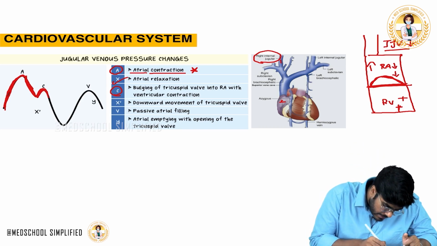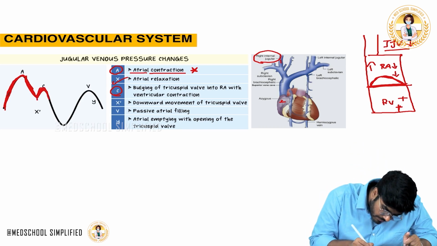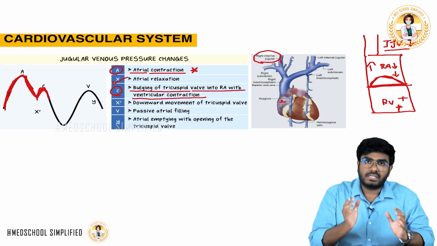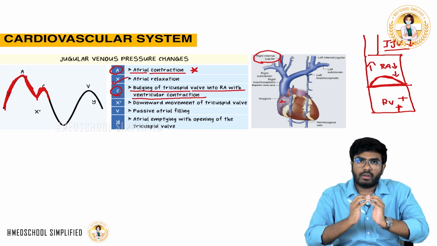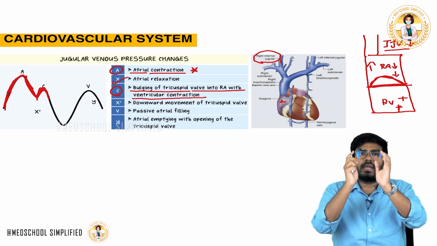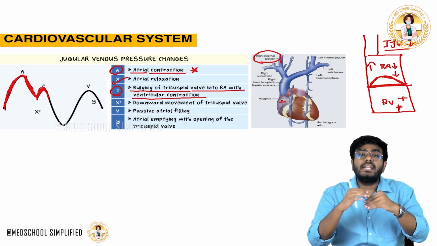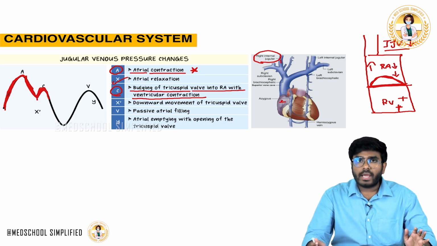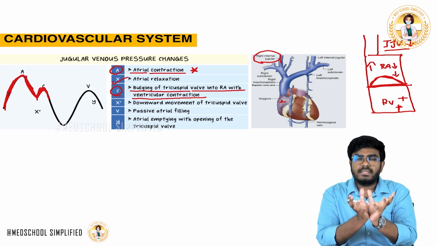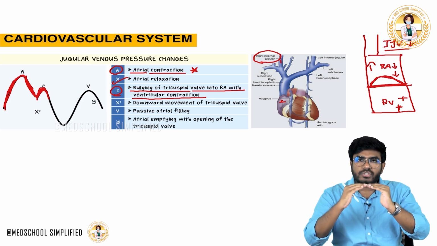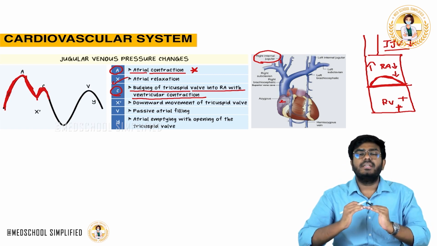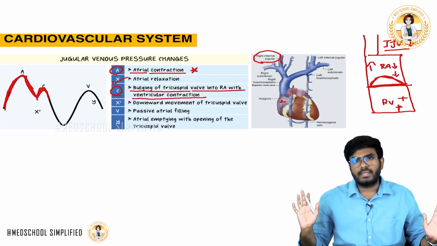Okay, please concentrate. So the C wave is because of the bulging of the tricuspid valve into the right atria during ventricular contraction. When the ventricle contracts, the tricuspid valve goes into the atria. So atrial volume decreases, atrial pressure increases, so internal jugular vein pressure increases. Later what happens? The ventricle relaxes, the tricuspid valve goes back to its original position, ventricular pressure decreases, atrial pressure decreases, so internal jugular venous pressure decreases.